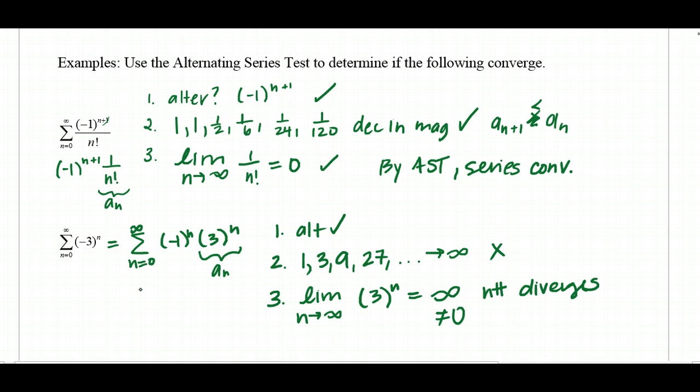And of course, just as a side note, if you were thinking this is a geometric series test, yes, it absolutely is geometric, and the absolute value of r is greater than 1, so it diverges. So we can also say that this series diverges by the geometric series test.